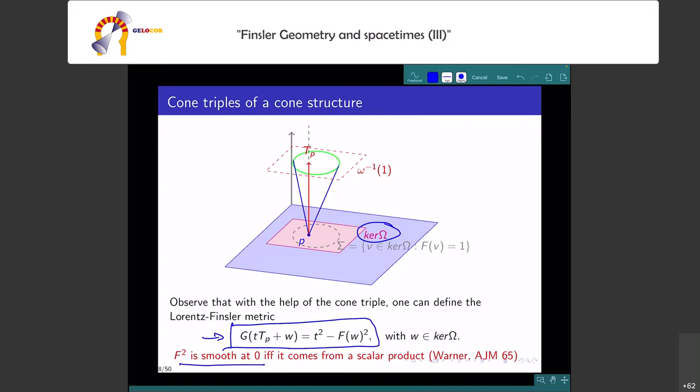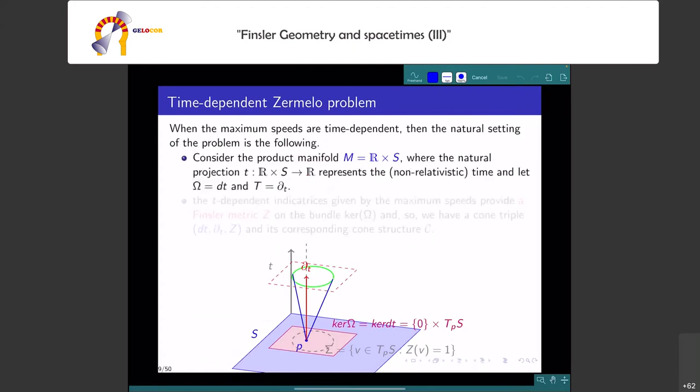This direction here, proportional to T, is the one in which this metric G is not smooth. But it is smooth in all the other directions. So well, this will be a very good tool to do many things. So let's go back now to the Zermelo problem.